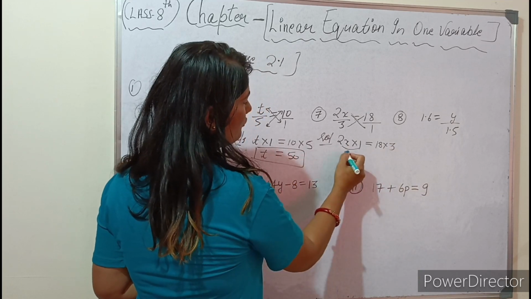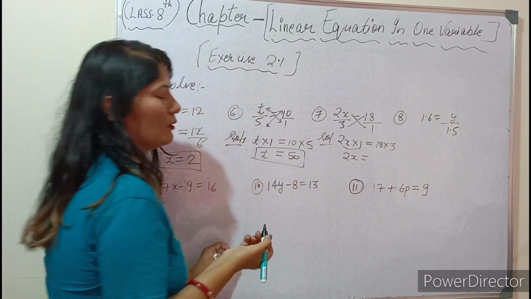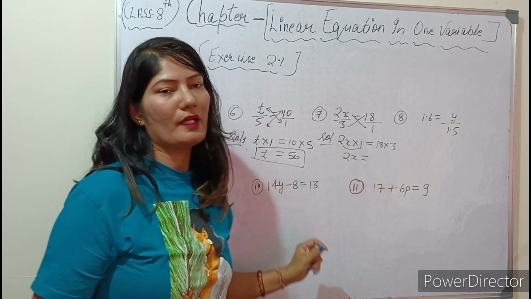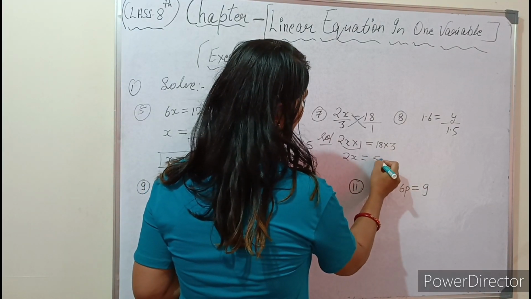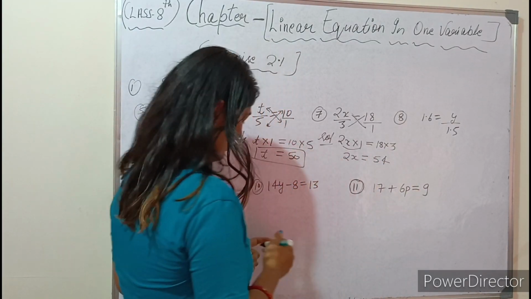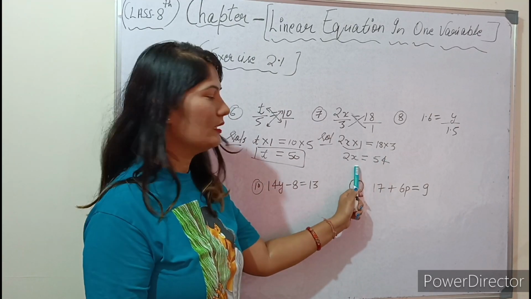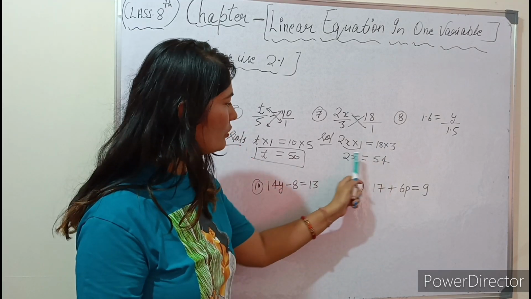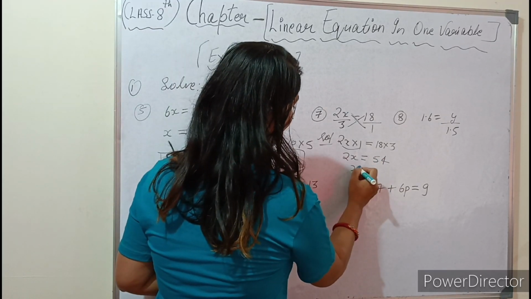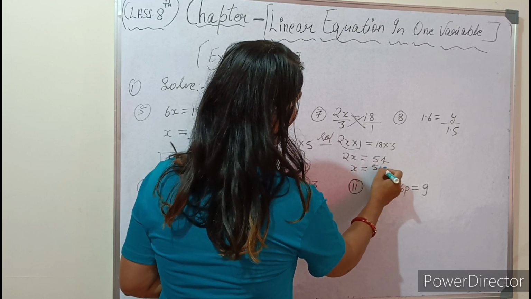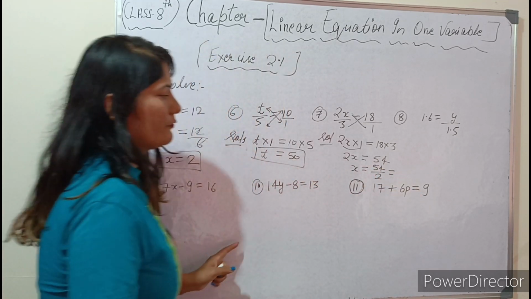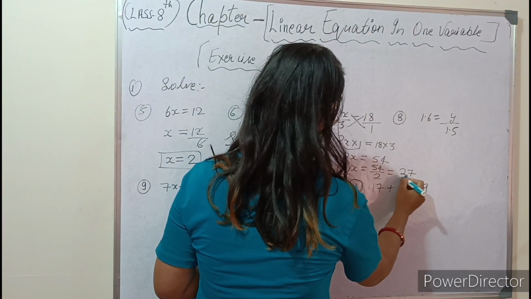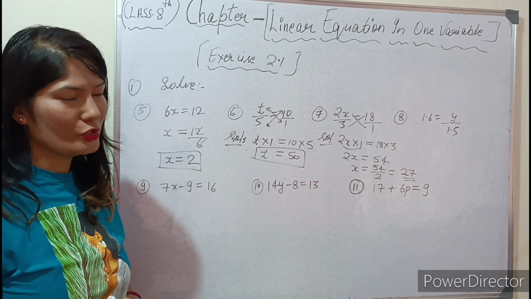Now 2x multiplied by 1 is 2x because any number multiplied by 1 will be the same number. 18 multiplied by 3, this is 54. So again you will see here there are two terms and in between there is an equals to sign. So equals to sign means you will divide both the numbers. Right. So the value of x is equals to 54 divided by 2. So if you divide 54 by 2, you will get 27. So therefore the value of x is 27.